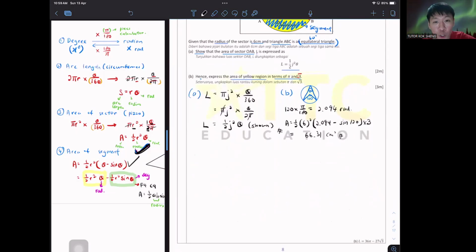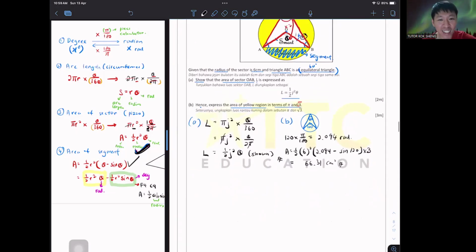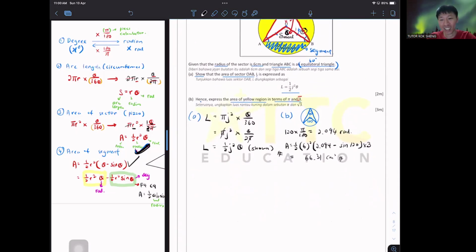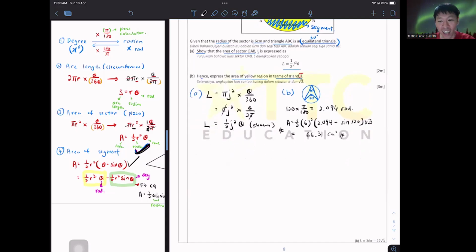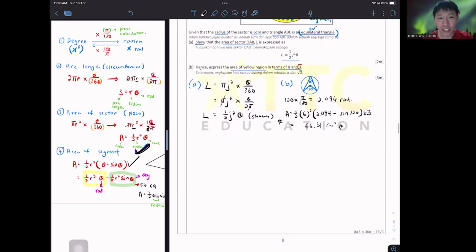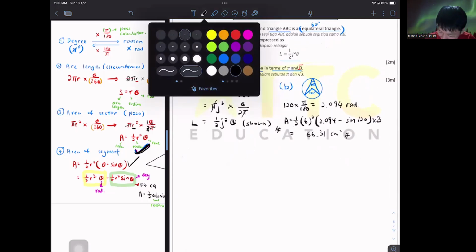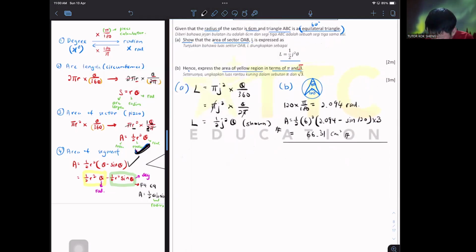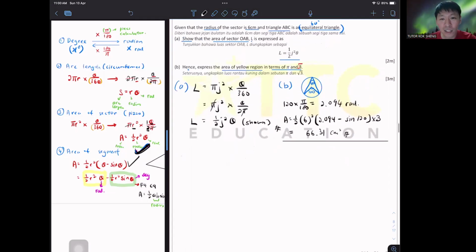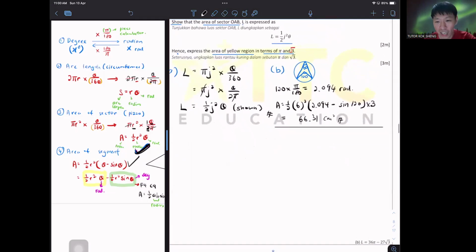Oh no, I forgot they want it in terms of pi and the surd. Sorry guys, I forgot it wants the pi and the surd. Sorry. Let's do it again.